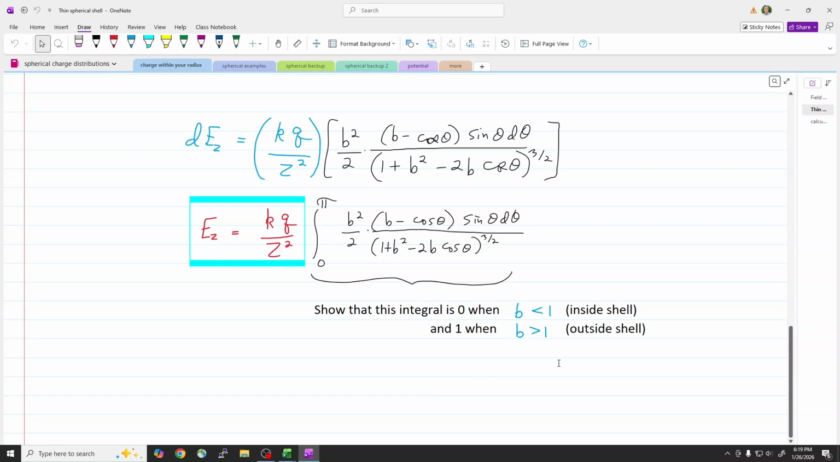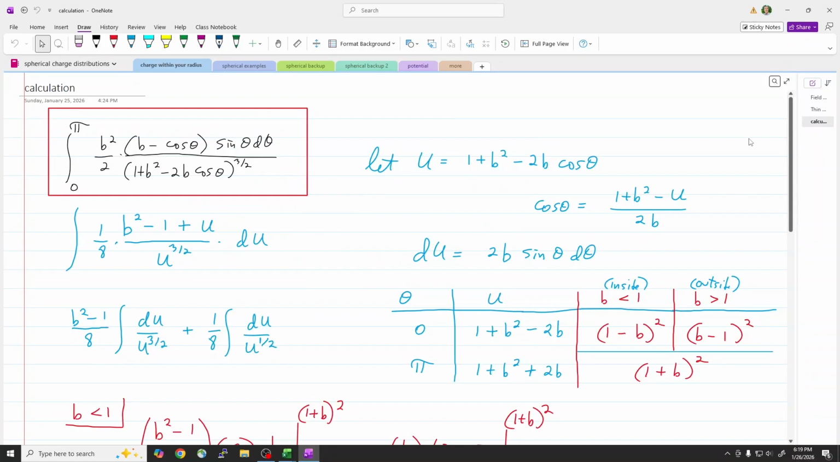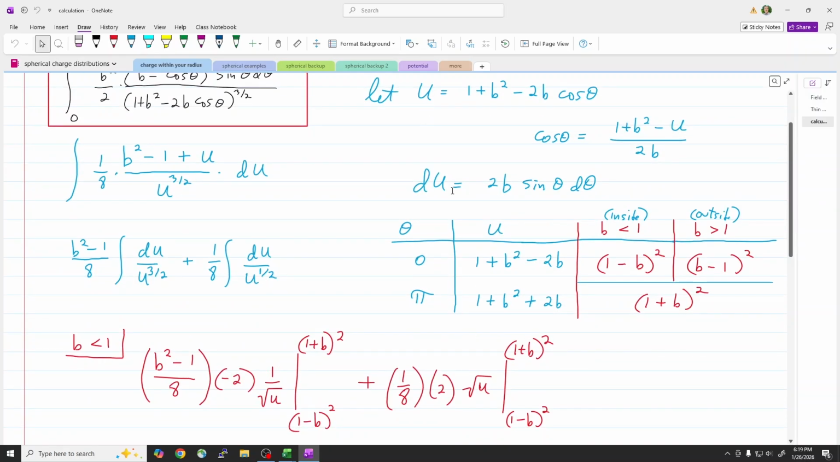As we said, that means we're inside the shell. And that integral is 1 when b is greater than 1. Again, that meant that we were outside the shell. Now, just to rewrite that integral here, it looks like a mess, but it's actually pretty straightforward. We can just let u equal 1 plus b squared minus 2b cos theta. That also lets me solve for cos theta and du in terms of d theta.